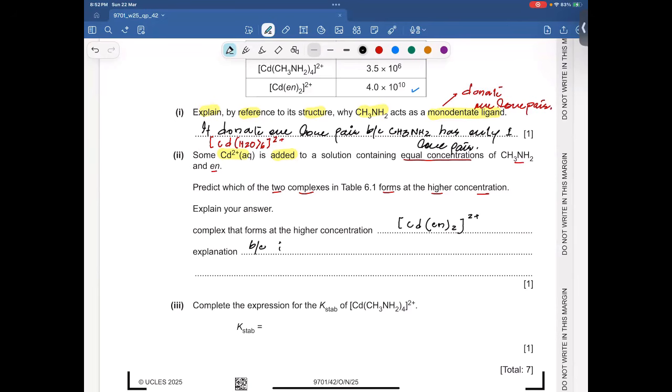because its value of stability constant is greater. So its concentration is higher.